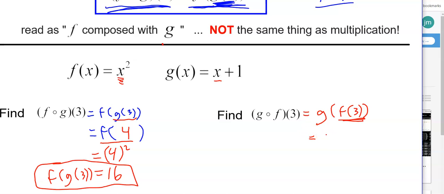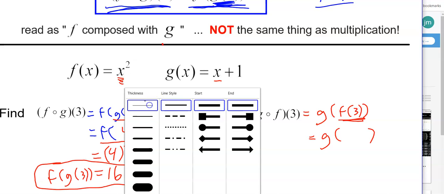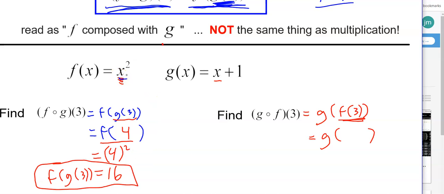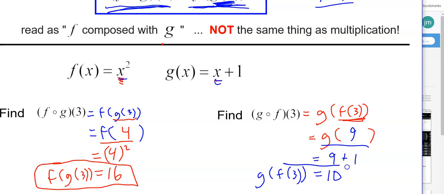So this is going to be equal to g of, I like to see this step too, g of, and now we're going to plug in 3 for x right here. So it's going to be 3 squared, which is 9. So that's my halfway answer. Now I'm plugging that 9 into the x in g, right? 9 plus 1 is 10. And so the answer g of f of 3 is equal to 10. So just a two-part. Evaluate the first inside function, find that number, and replace it, and evaluate the outside function.